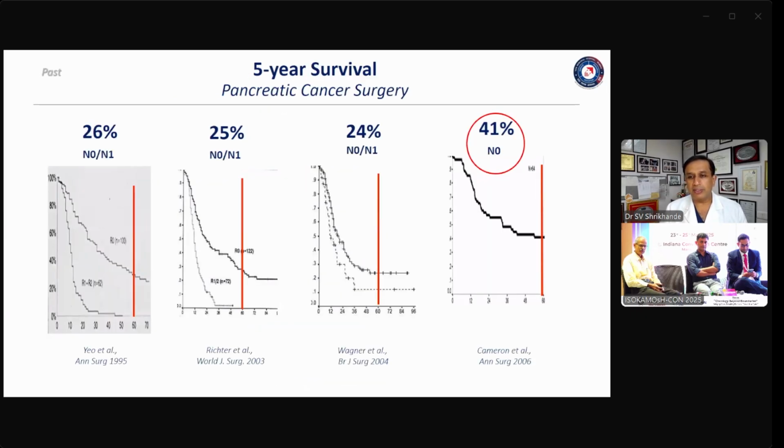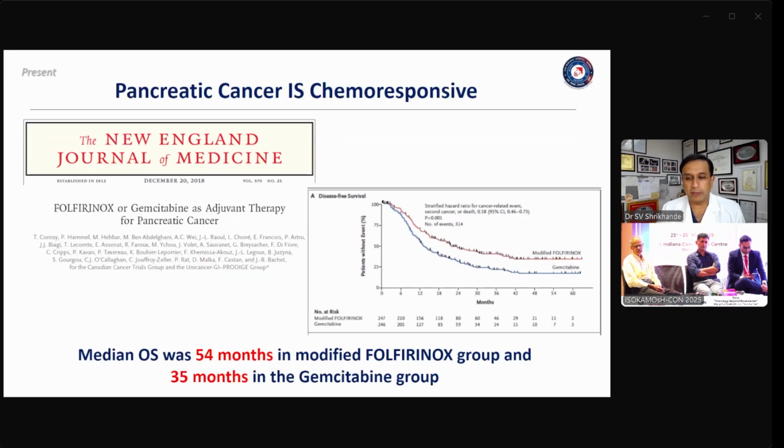Now, this is the ground reality of pancreatic surgery. 30 years ago, with N0, N1 disease, 26% of patients were alive at the end of 5 years after surgery. But if you have N0, you have 41%. But mind you, that was a small number of 64 patients, when John Cameron published his series of 1,000 Whipples in Annals of Surgery in 2006.